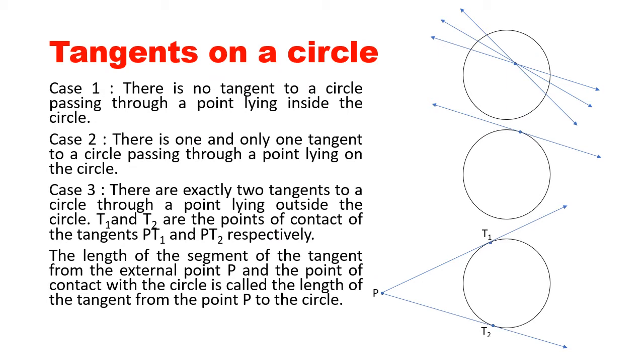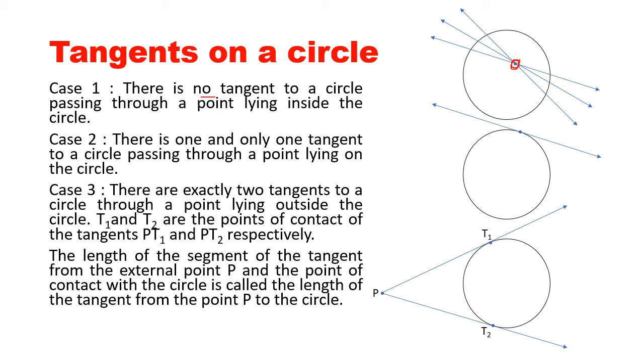Now look at the different types of tangents. Look at the three cases. First case, when the given point lies inside the circle. When the given point lies inside the circle, there is no tangent possible.